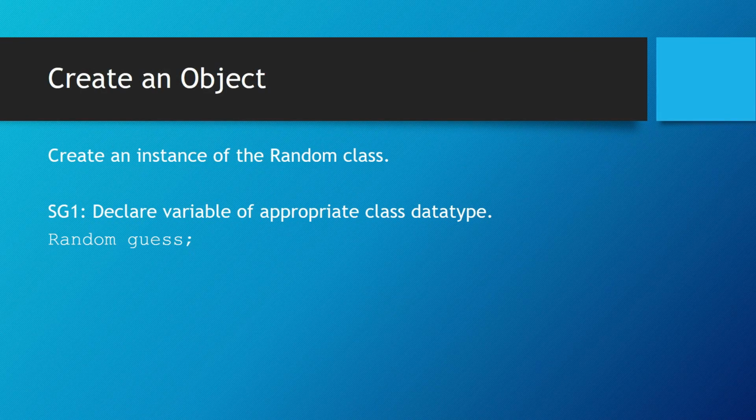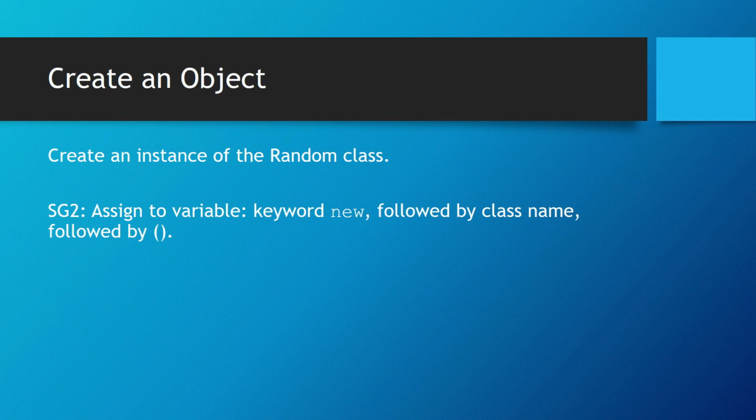Now, let's create an instance of the Random class. We will begin with subgoal 1 and declare a variable of the appropriate class type. The class data type is Random, so we have the class name, Random, followed by the identifier, guess. For subgoal 2, we assign to that variable the keyword new, followed by the class name, followed by open and close parentheses. So we have guess equals new Random.